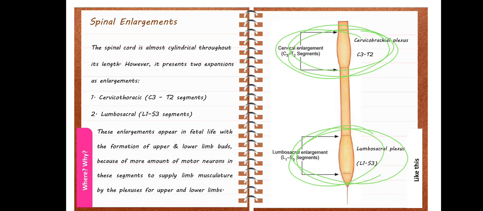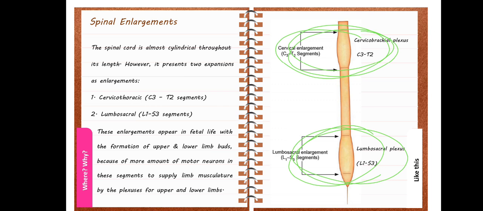The spinal cord is almost cylindrical throughout its length. However, it presents two expansions as enlargements. The first one, the cervicobrachial plexus, is formed by the C3 down to the T2 spinal segment, and the lumbosacral is formed by the L1 to S3 spinal segment.